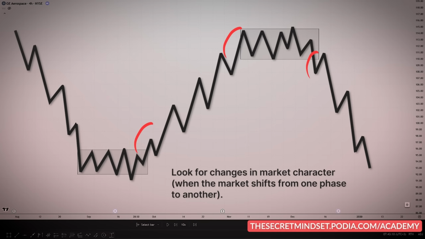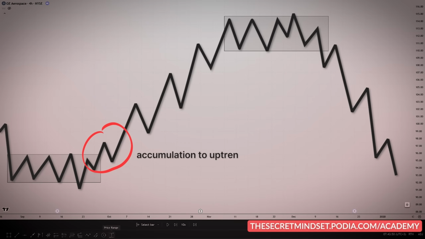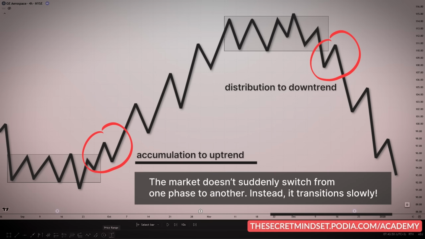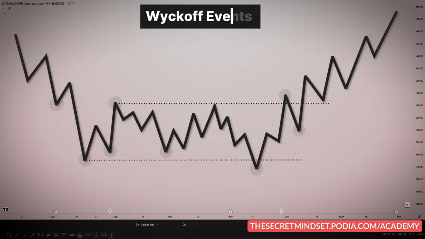One key skill in using the Wyckoff method is identifying changes in market character. This is when the market shifts from one phase to another. For example, the shift from accumulation to uptrend, or from distribution to downtrend. These changes often happen gradually. The market doesn't suddenly switch from one phase to another. Instead, it transitions slowly. Now let's break down Wyckoff events. They're like clues that help us figure out what's really going on in the market.